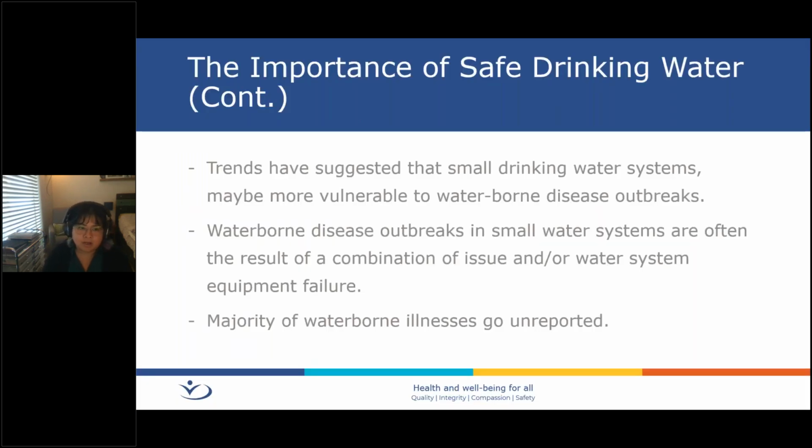So in general, trends have suggested that small water systems may be more vulnerable to waterborne disease outbreaks due to various factors such as climate change impact, limited financial resources, and regulatory compliance obstacles. And waterborne disease outbreaks in small water systems are often a combination of system failures. On top of that, the majority of waterborne illness does go unreported.